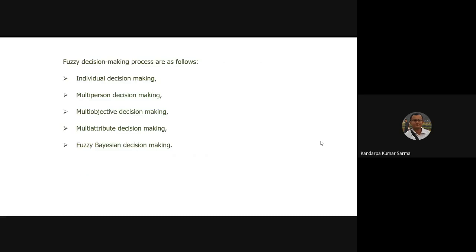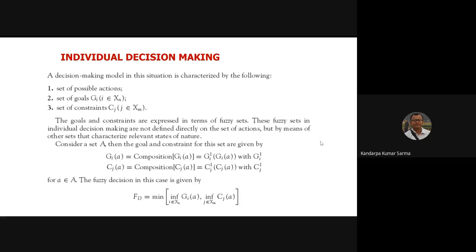Now the fuzzy decision-making process can be as follows. It will be individual decision-making, multi-person decision-making, multi-objective decision-making, multi-attribute decision making, and fuzzy Bayesian decision making. So these are the five different types of decision making.